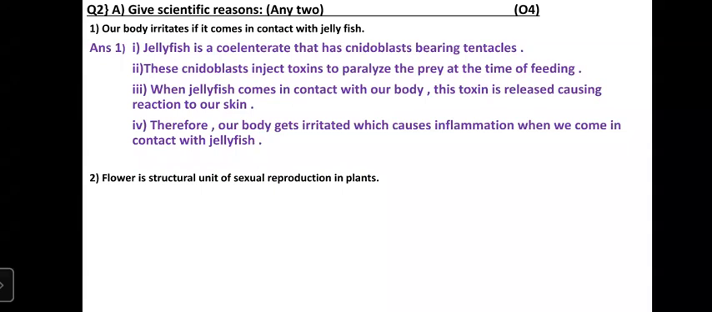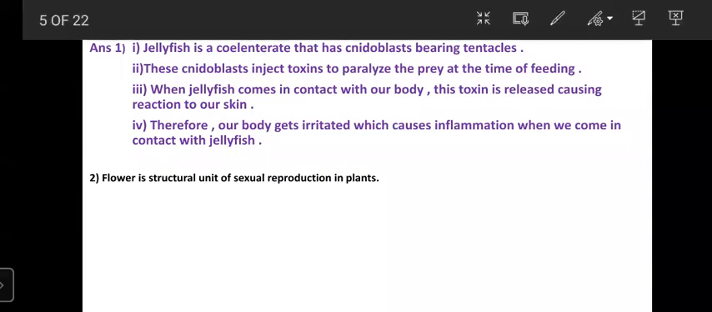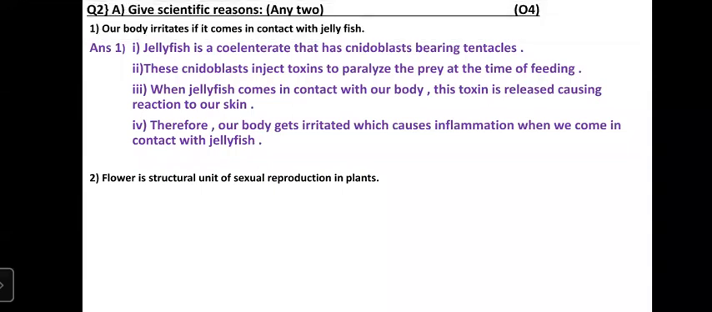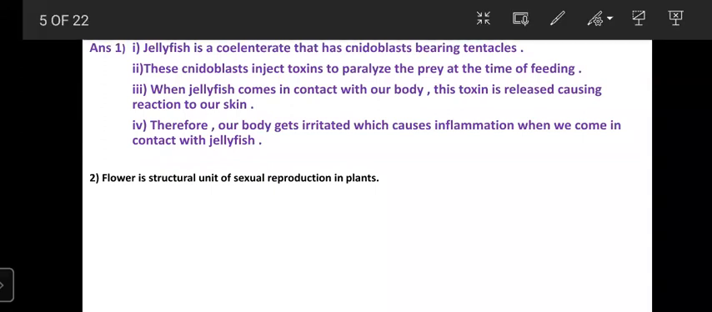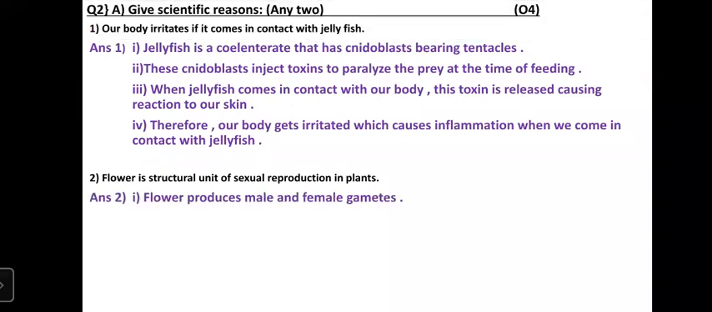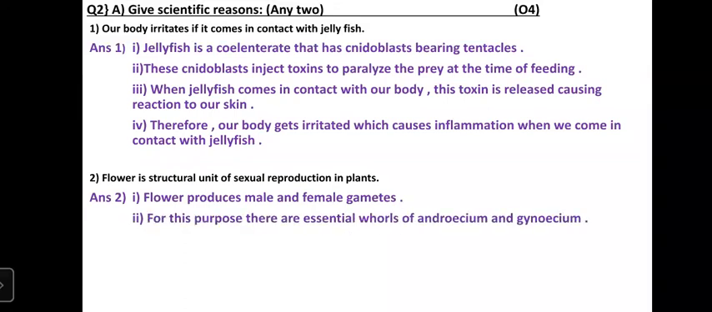Second give reason: flower is the structural unit of sexual reproduction in plants. Now see the answer. First point, flower produces male and female gametes. You know in a flower androecium and gynoecium are present, isn't it? So flower produces male and female gametes. For this purpose, there are essential whorls of androecium and gynoecium.